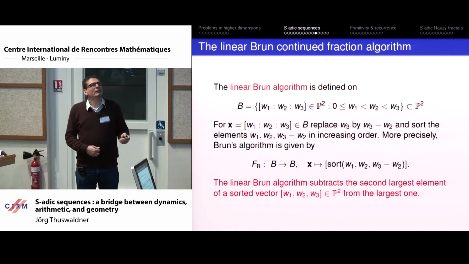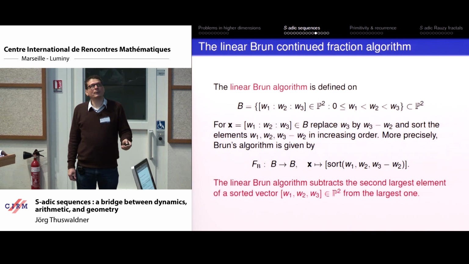So let's see. What does the Brun algorithm do? It is fairly easy. So look at this red thing here. The linear Brun algorithm subtracts the second largest element of a sorted vector from the largest one, and then sorts again. So here is our space, B. This is the X from the general definition. The Brun algorithm takes place on B.